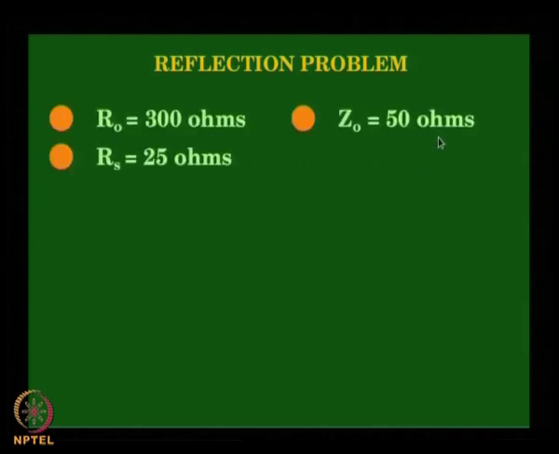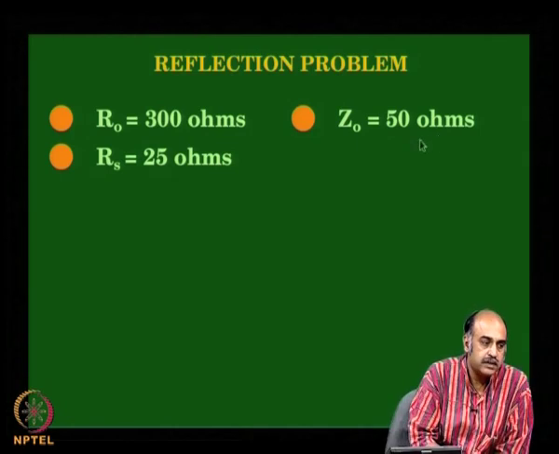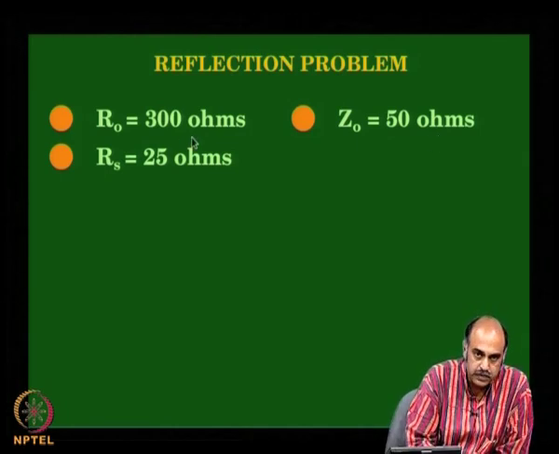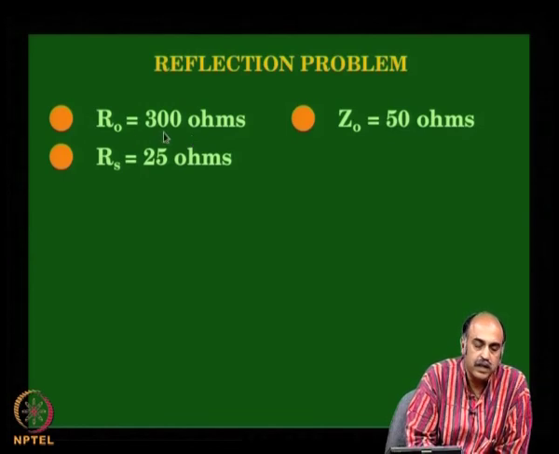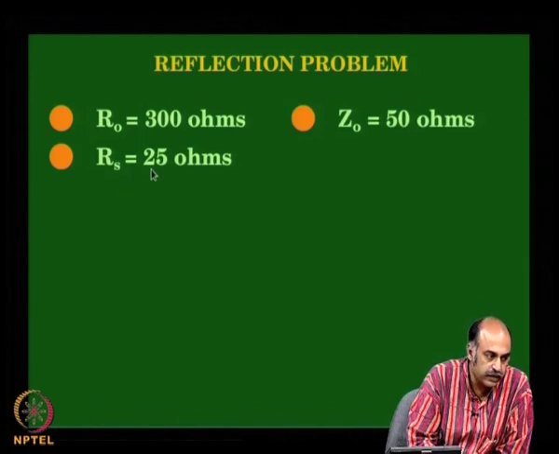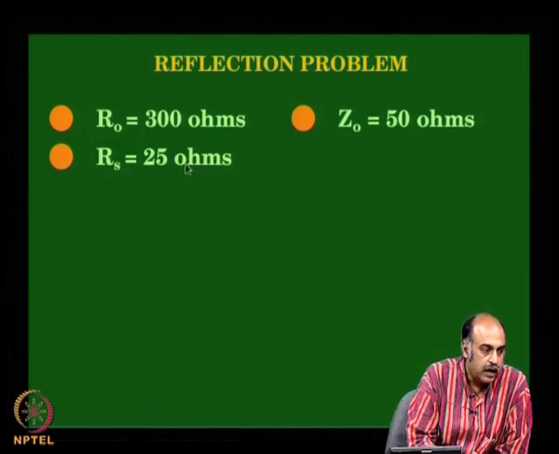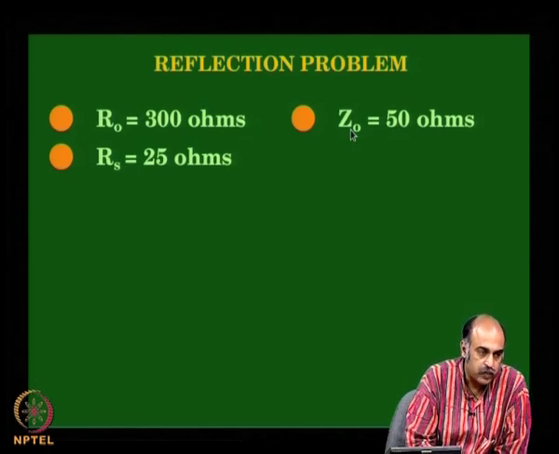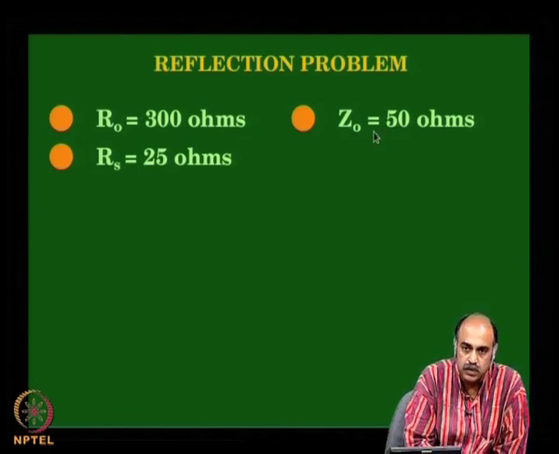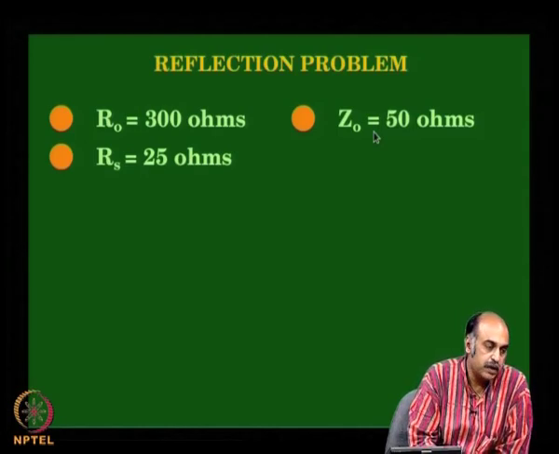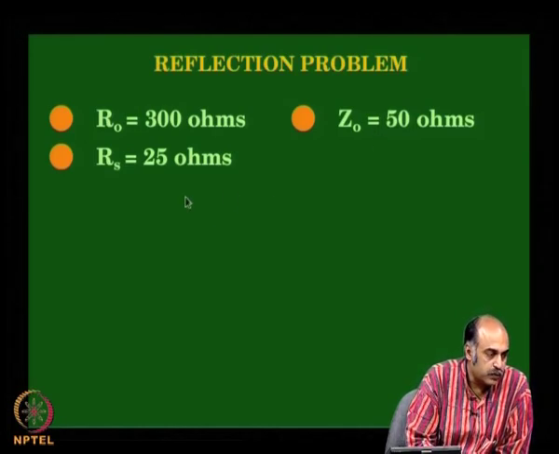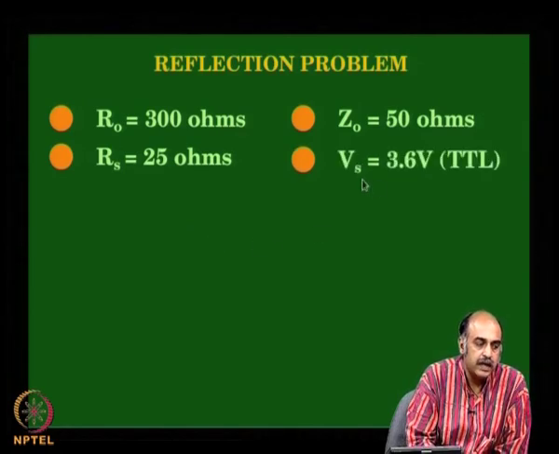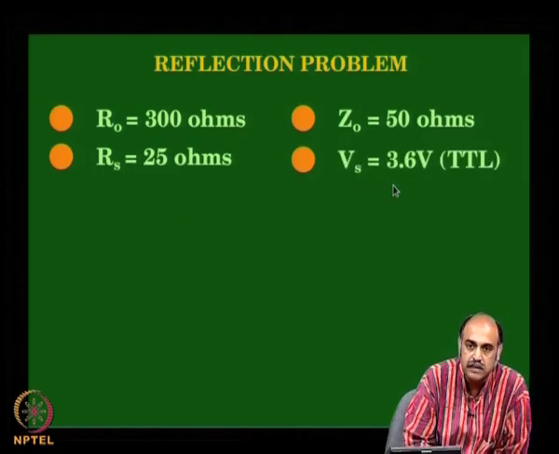Now, let us take a practical problem. Let us say R naught is 300 ohms, that is, on the load side we are terminating it with 300 ohms. We have a source which has an internal resistance of 25 ohms in series, and let us say 50 ohms is the characteristic or the wave impedance of the tracks, the transmission line, which is nothing but the square root of inductance per unit length by capacitance per unit length. Now, on the source side, let us give a TTL compatible voltage, let us say 3.6 volts.